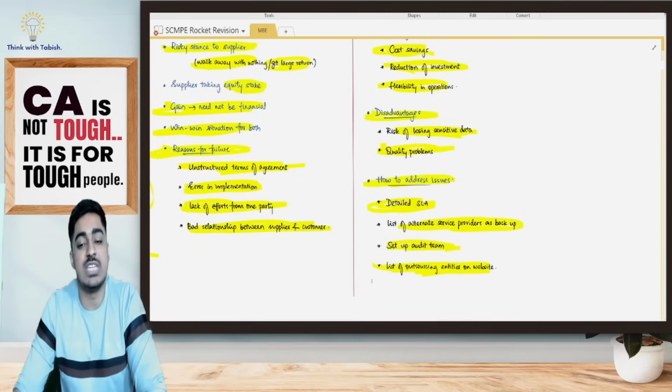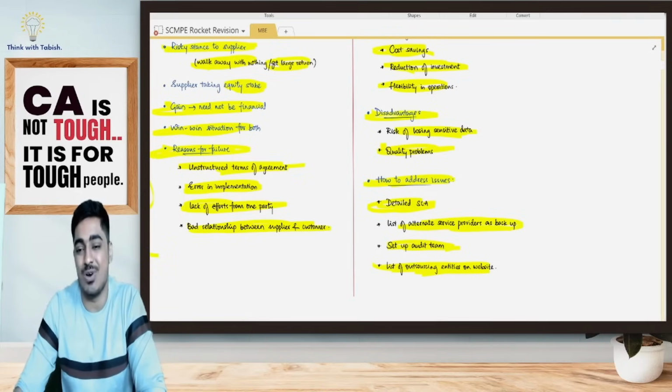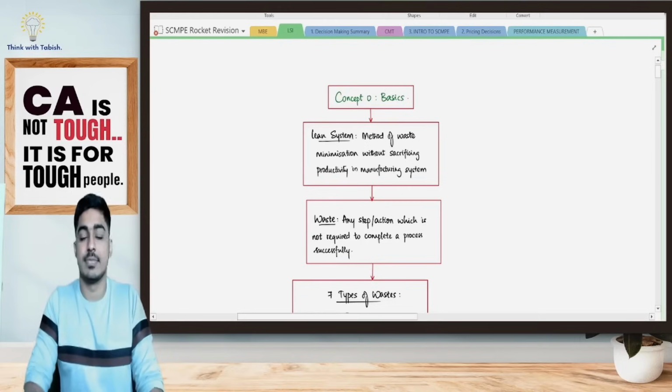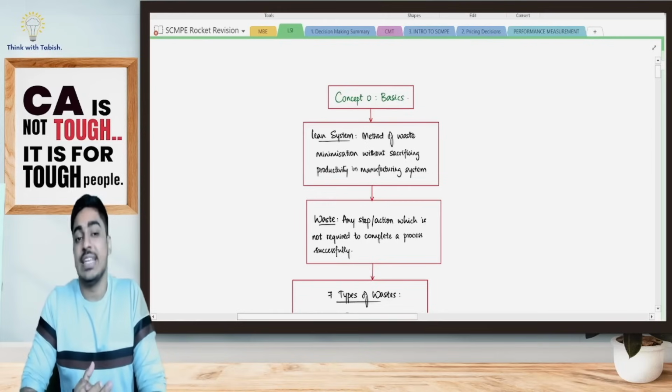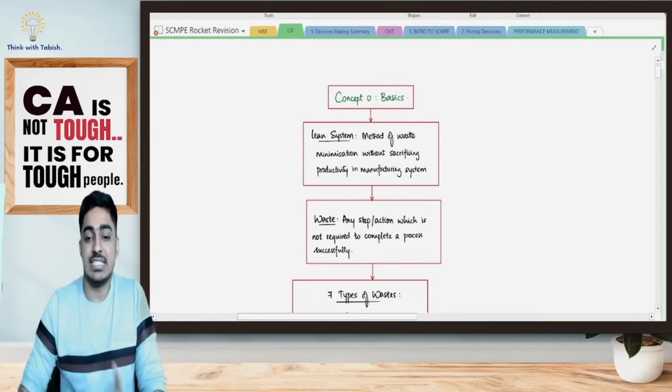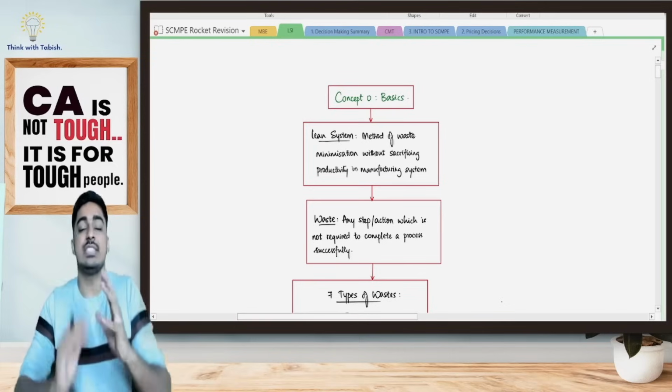With this, we've finished the chapter Modern Business Environment, my dear students. Now let's move to the next chapter, which is Lean System and Innovation. So, lean system and innovation.